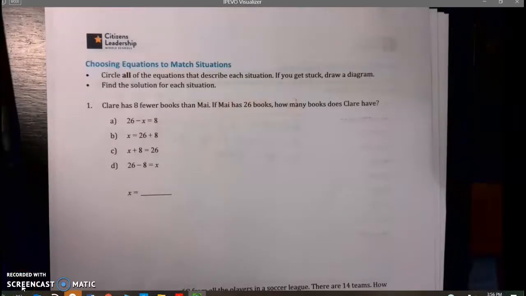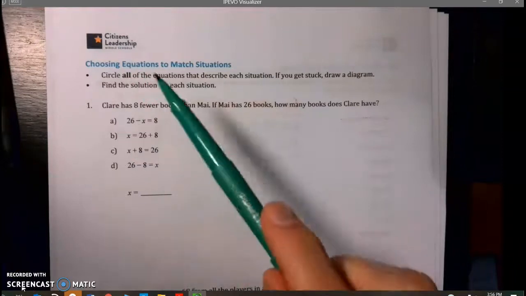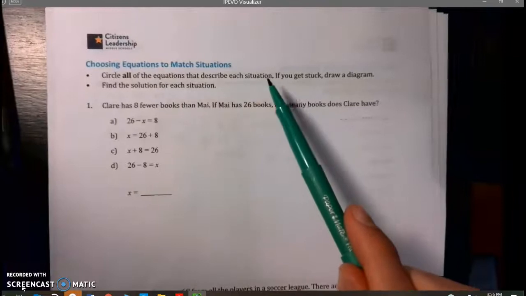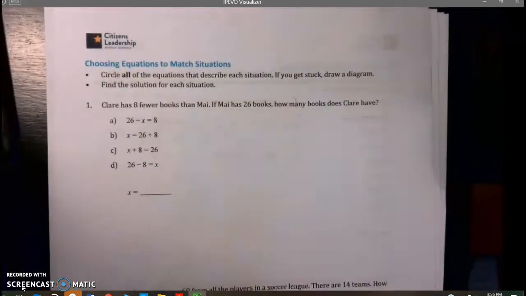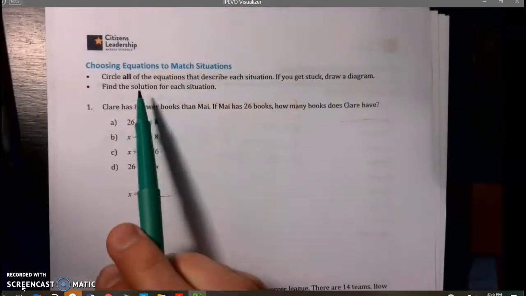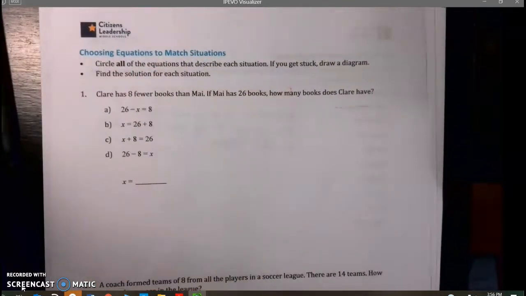Alright, so the name of this activity is choosing equations to match situations. It says circle all of the equations that describe each situation, with the word all being bolded. If you get stuck, draw a diagram, and then we are expected to find the solution for each situation, meaning we need to find a value for x.